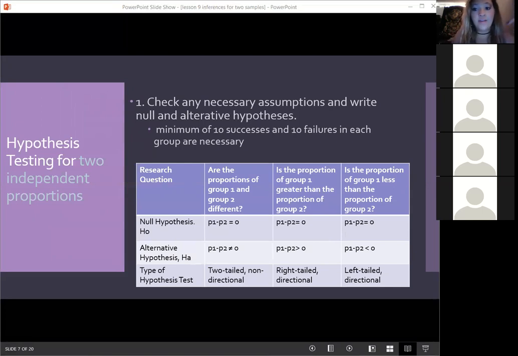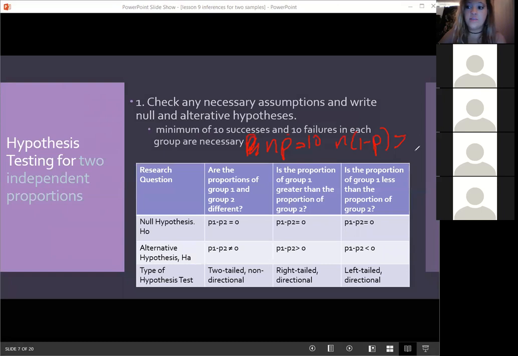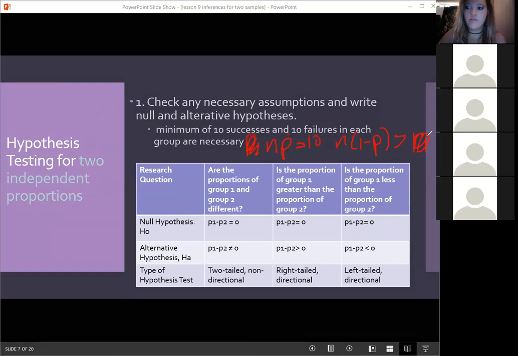Same idea as here. So minimum of 10 successes and 10 failures for each group. This means that we have to have n times p greater than 10, and then n times 1 minus p, that's our successes and failures, has to be greater than 10. And remember, this goes for P1 and P2 because we have 2 different proportions.